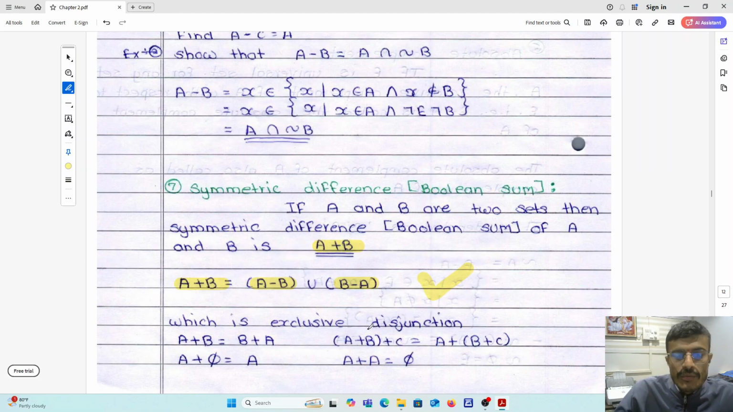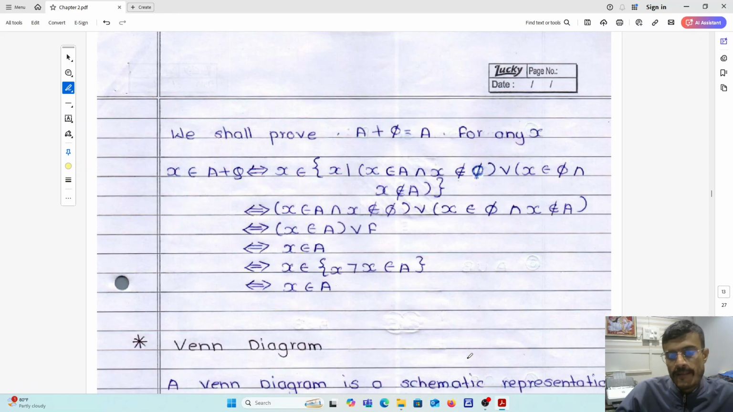It is an exclusive disjunction. A plus B is equal to B plus A, meaning it follows the commutative property. A plus B plus C is equal to A plus in brackets B plus C, meaning it follows the associative property. A plus phi is equal to A, and A plus A is equal to phi. Fine, simple. We shall prove A plus phi is equal to A for x. That is the terminology for proving this. You can go through this equation also.